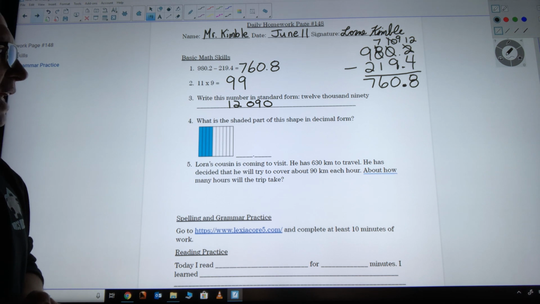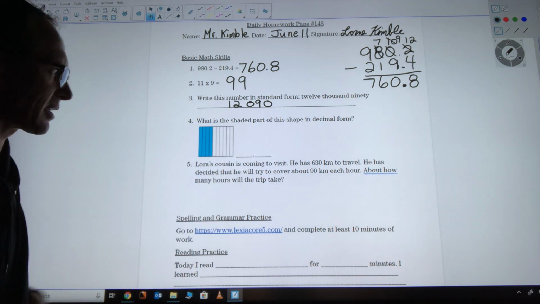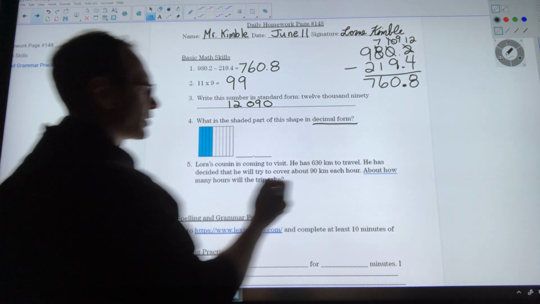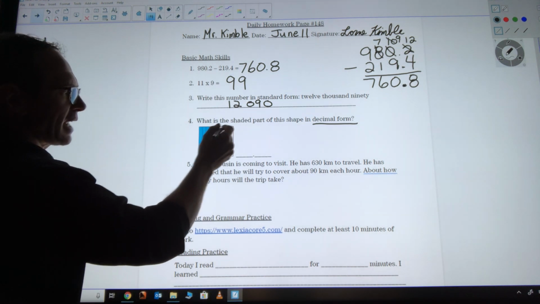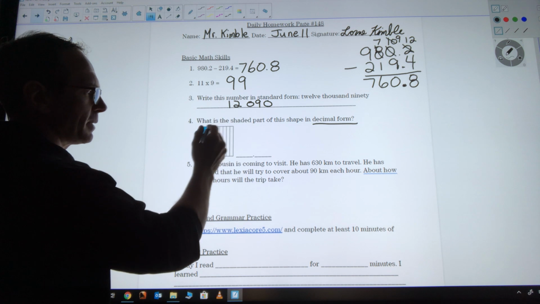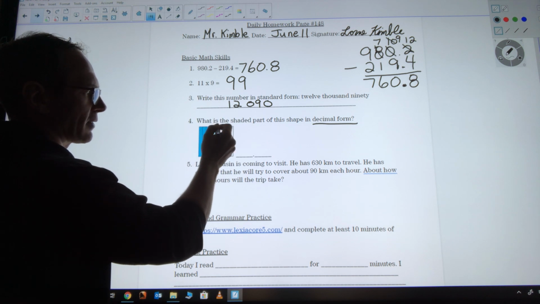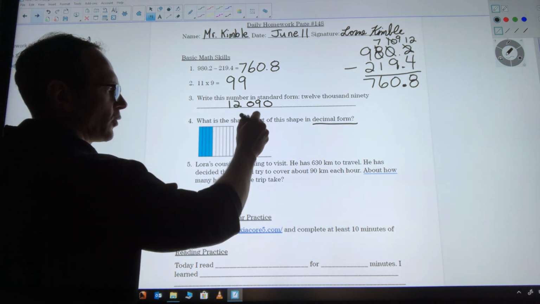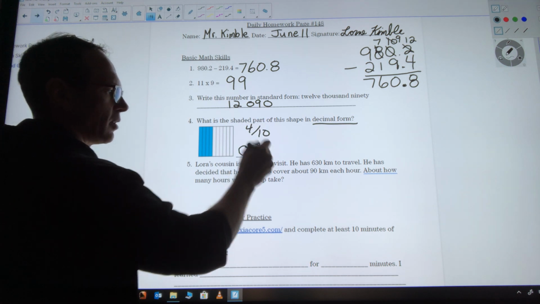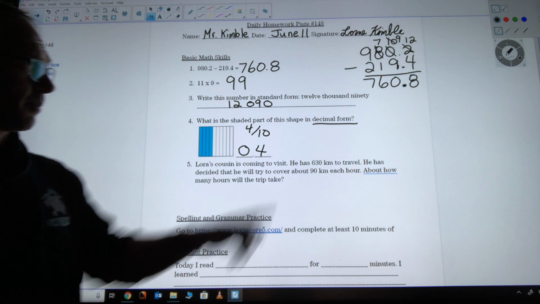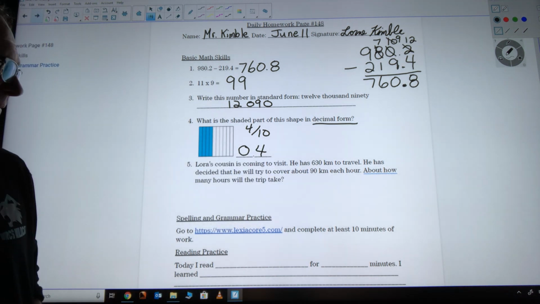Number 4 asks what the shaded part of this shape is in decimal form. So what I have here is I have 4 shaded in out of 10 pieces, right? There are 4, 5, 6, 7, 8, 9, 10. That's 4 tenths. And in decimal form, that is 0.4. Important to remember to read the question.